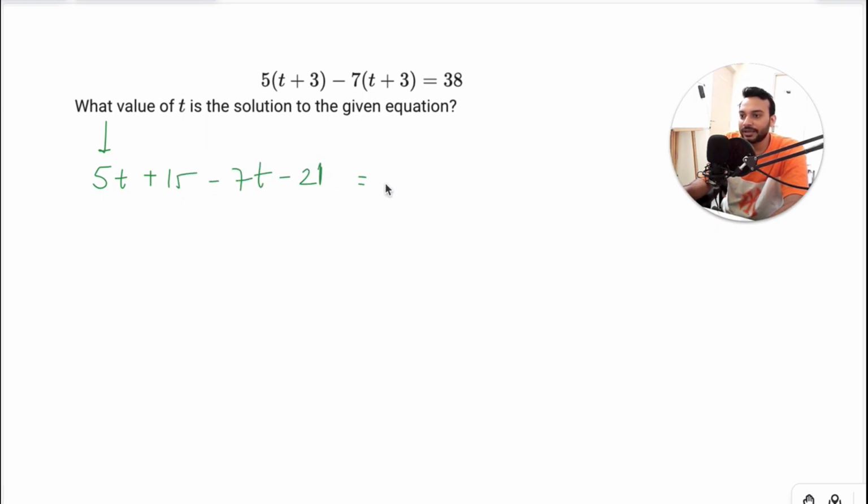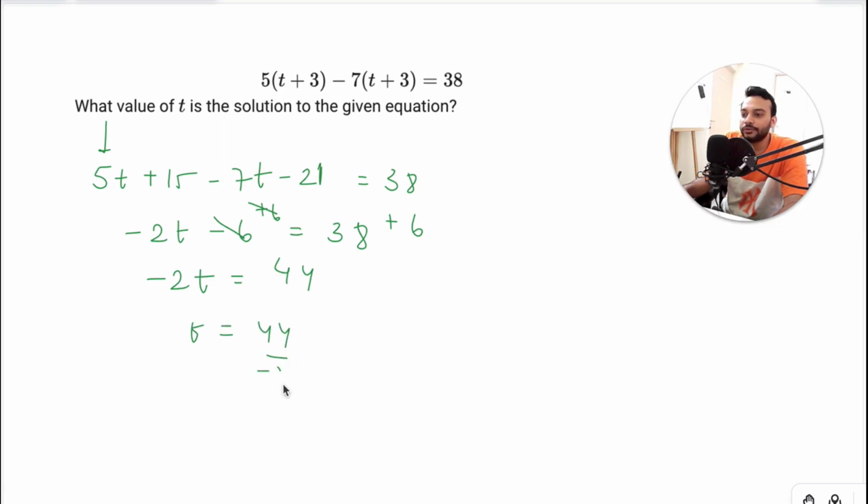Be careful about the signs. Negative 7 times 3 is a negative 21. 5t minus 7t, that's a negative 2t. Plus 15 minus 21, that's a negative 6, is equal to 38. Now add a plus 6 to both sides to get rid of this negative 6 on the left hand side. 38 plus 6 is 44. Negative 2t is 44. t is equal to 44 over negative 2, which is negative 22.